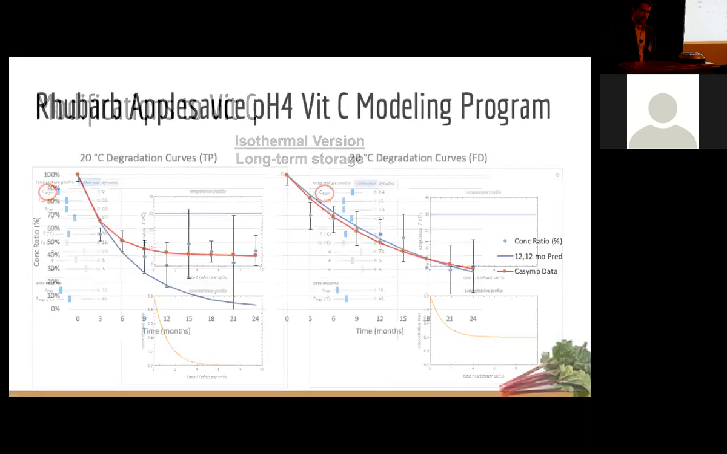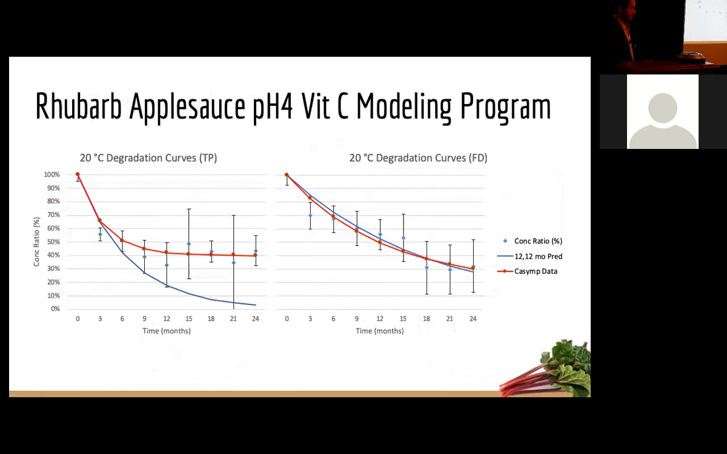So what we did was we implemented an asymptotic consideration in the modeling for vitamin C, and in our thermal processed foods, we see a significant improvement in the fit between the data points and actually our model compared to the original endpoints method, which doesn't factor in that second degradation product.